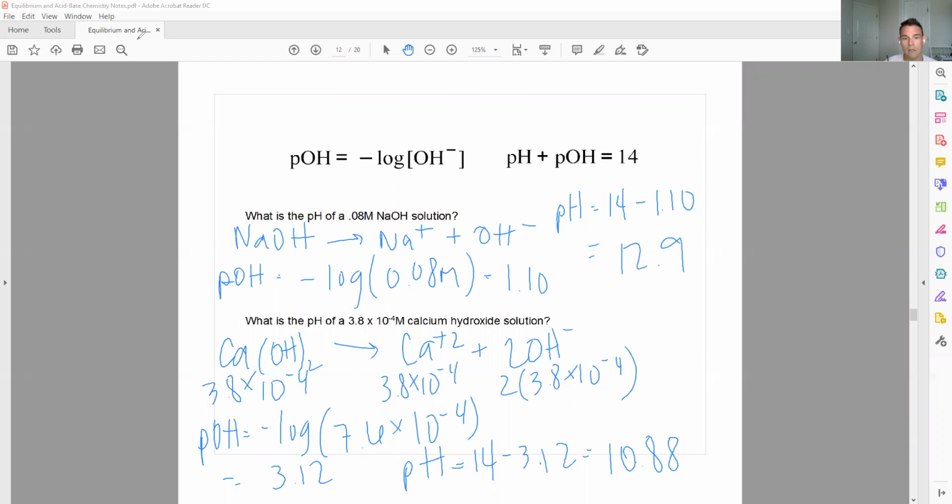Okay, so again, don't just assume you just take the negative log and you're done. Look at the formula, look to see if there's a weird ratio, and then if you're doing a base, make sure you do 14 minus the pOH.